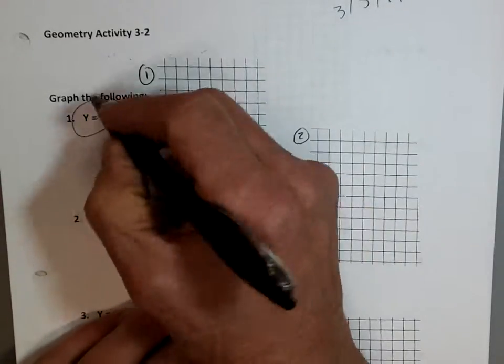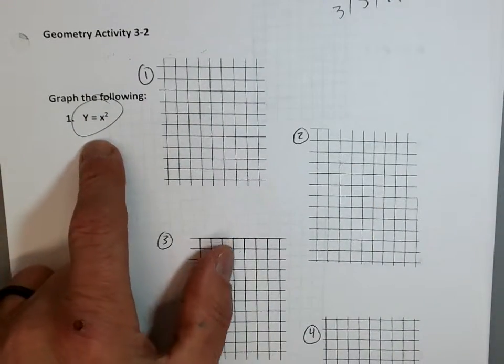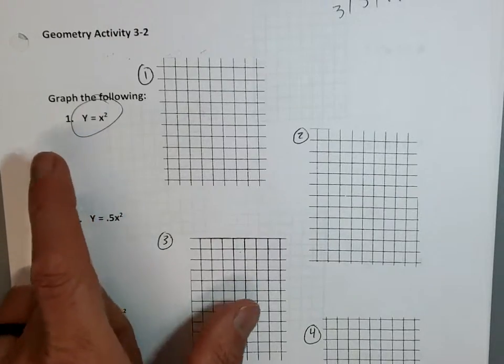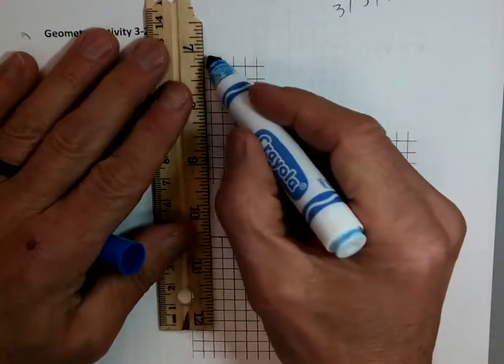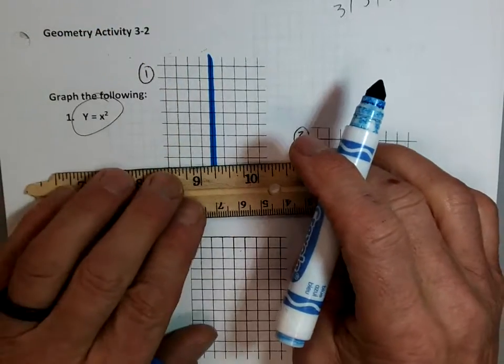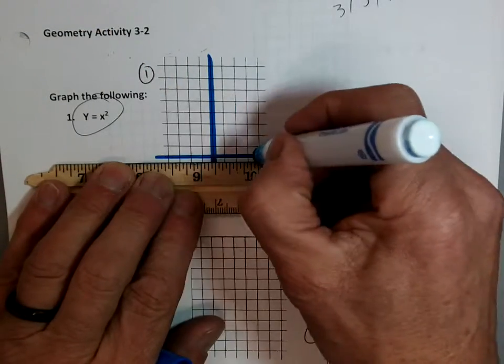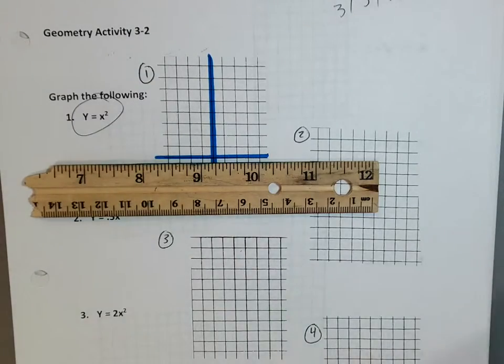Okay, y equals x squared. So these can be done. They really can be done on the calculator. Now, before we do it, I kind of know the graph looks a little bit like, I know it's a parabola. We did this yesterday.